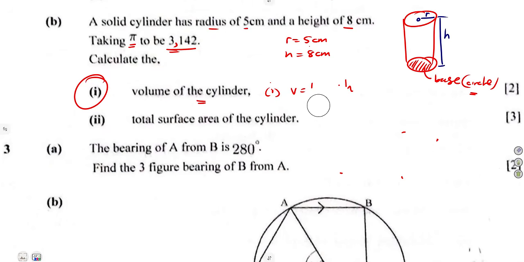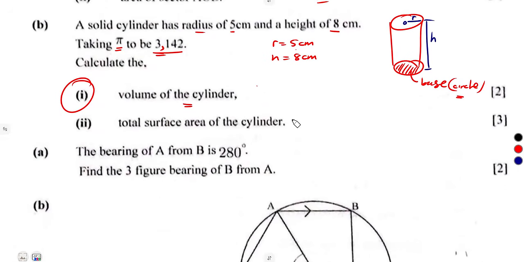Then another question, it is the total surface area. It is all about the formulas. Total surface area on item 2 is this area and this area. There are two circles. So area of two circles, that's 2 pi r squared. Area of two circles plus the curved surface, which is 2 pi r h.